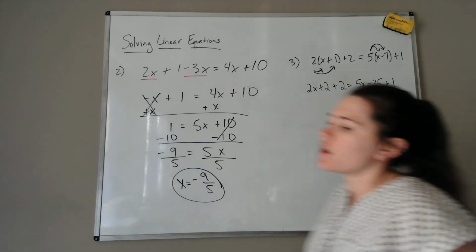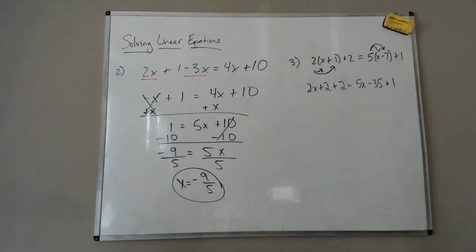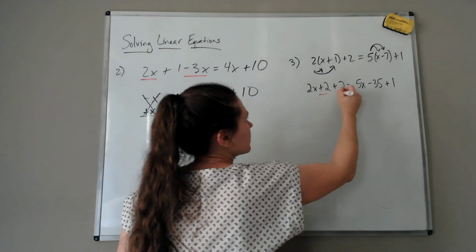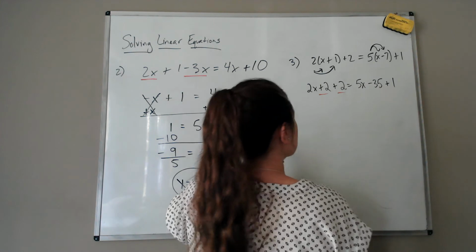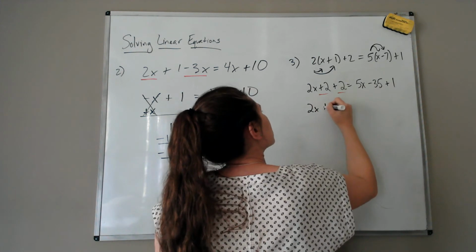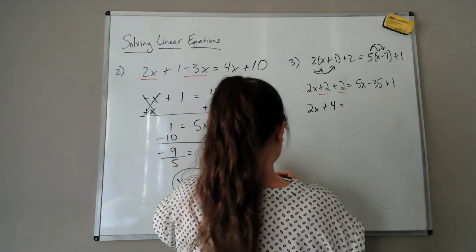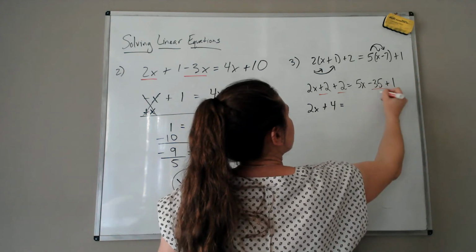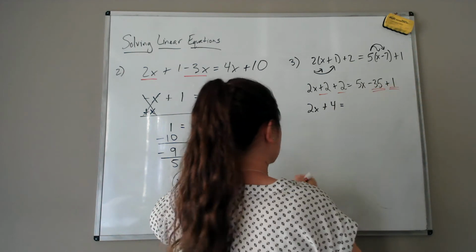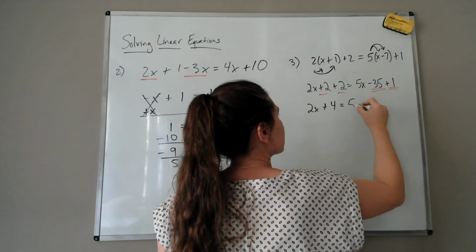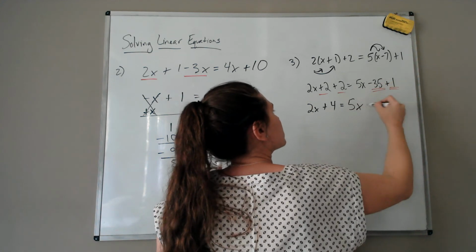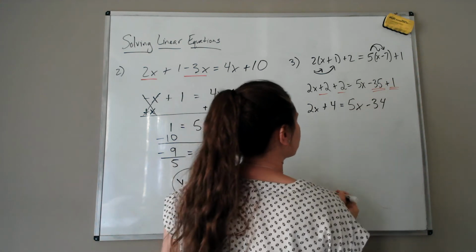So let's see, always look to combine like terms on each side of the equation. So I have a positive 2 and a positive 2 on the left-hand side, so it's going to give me positive 4. So this is 2x plus 4 equals, I've got a negative 35 and a positive 1, so the right-hand side is going to be 5x, negative 35 plus 1, negative 34, okay?